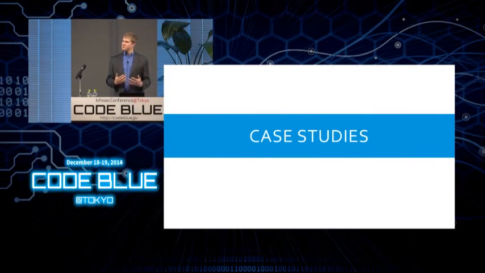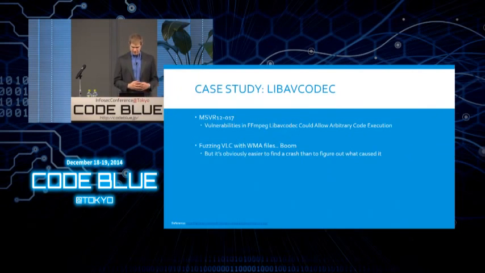Now we'll talk about a couple of specific vulnerabilities we've reported in this program. The first is in libavcodec. This was MSVR 12-017. We started by fuzzing VLC with WMA files until we found some crashes. And that's actually fairly easy. You start your fuzzer, you run it, you get some crashes. The hard part is understanding whether those crashes are interesting or not.